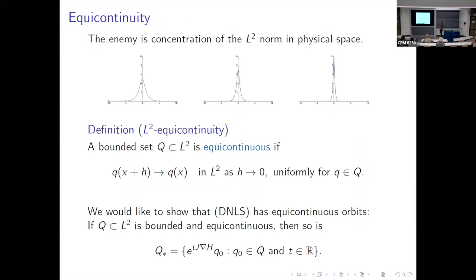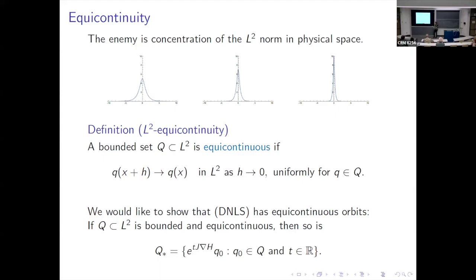Okay, so when we started looking at the problem, what we identified as the main enemy is the concentration of the L2 norm in physical space. I'm not afraid of the L2 norm growing. It's a conserved quantity. What I'm afraid of is the solution concentrating in one or more locations in space. So having something like that, okay? And what can help me prevent that?